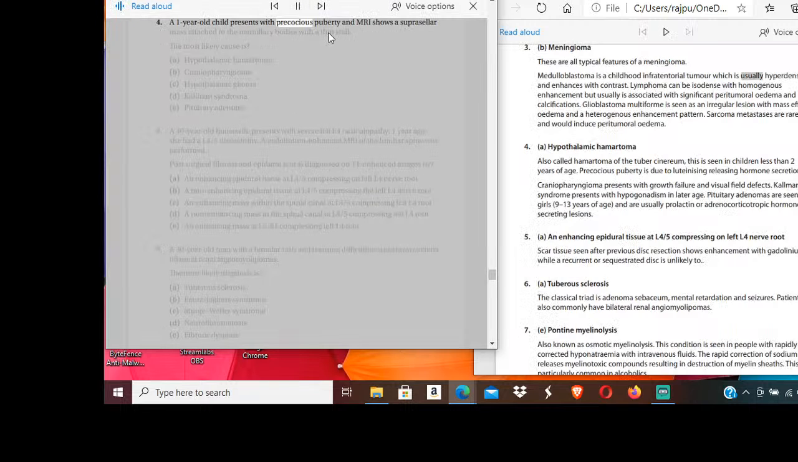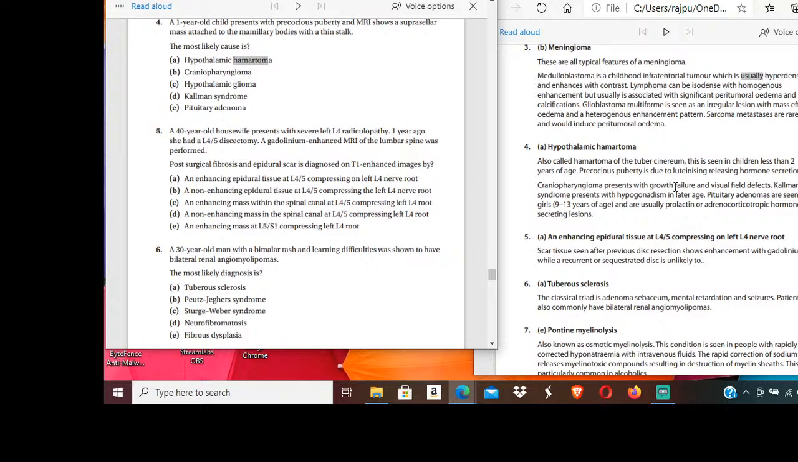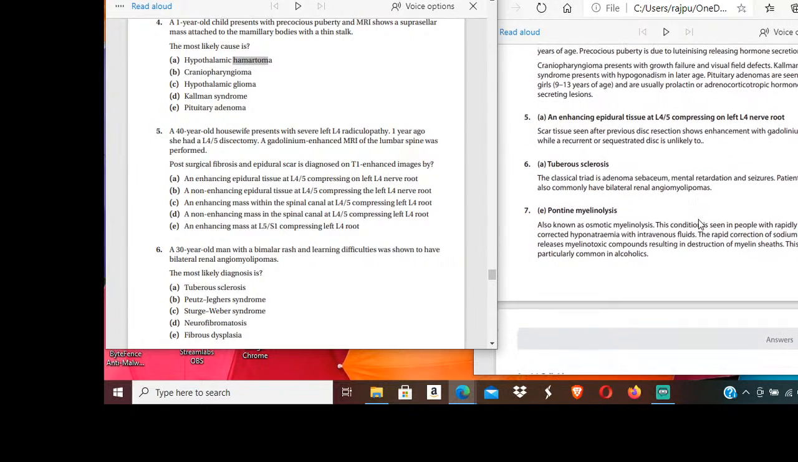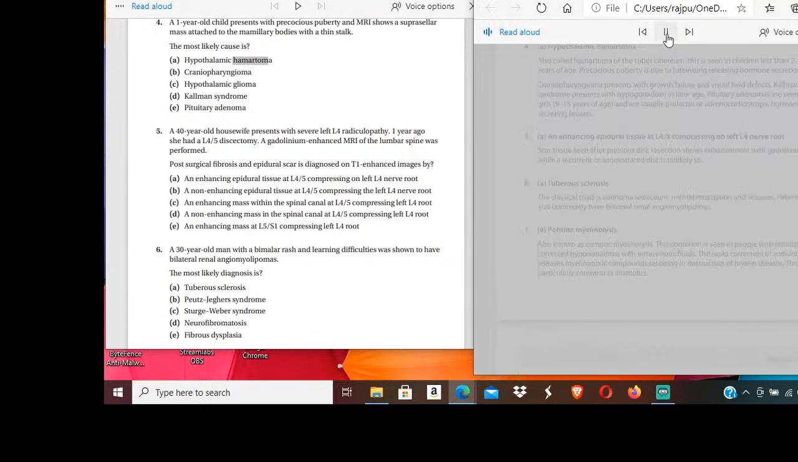4. A 1-year-old child presents with precocious puberty and MRI shows a suprasellar mass attached to the mammillary bodies with a thin stalk. The most likely cause is A. Hypothalamic hamartoma. 4. A. Hypothalamic hamartoma, also called hamartoma of the tuber cinereum. This is seen in children less than 2 years of age. Precocious puberty is due to luteinizing hormone releasing hormone secretion.